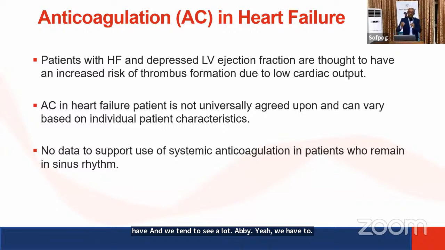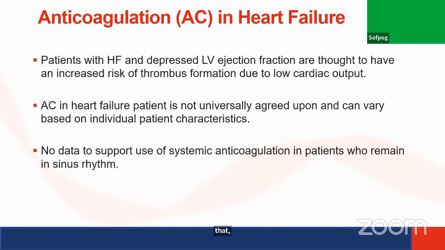But what people are saying is that if the patient has an indication for it, maybe atrial fibrillation, the patient should have anticoagulation. If the patient has heart failure with reduced ejection fraction of 35 and lower, and is at risk of forming clots but is always in sinus rhythm, there is no benefit when you give them anticoagulation. No benefit.